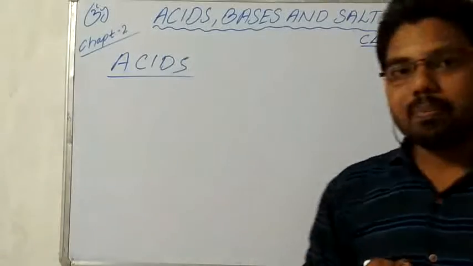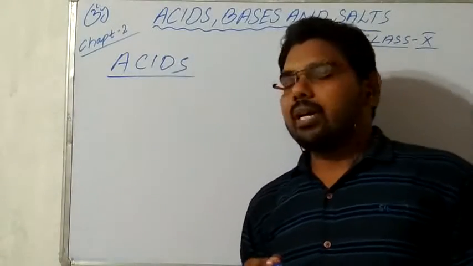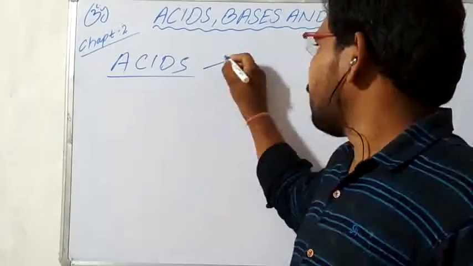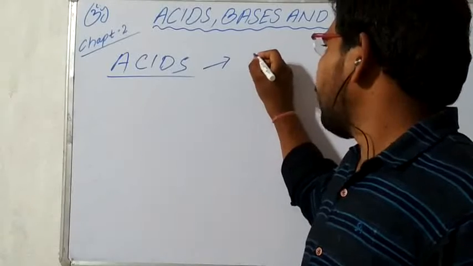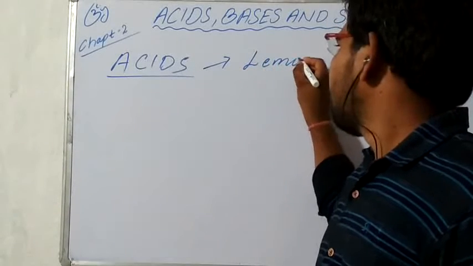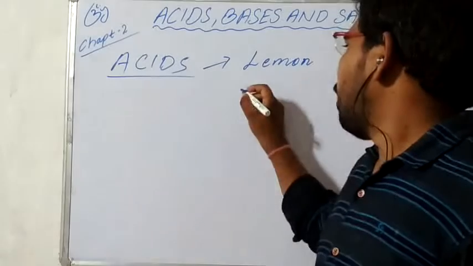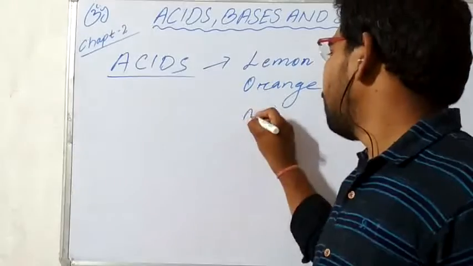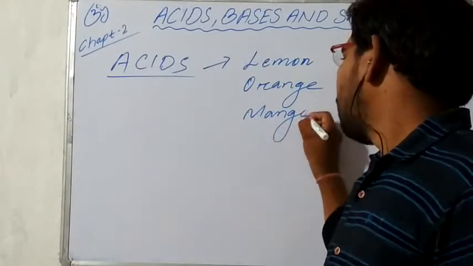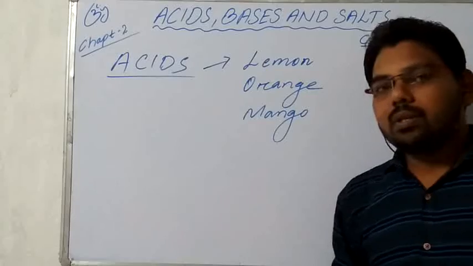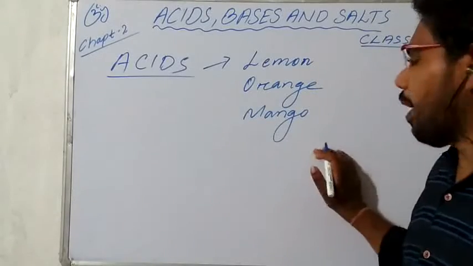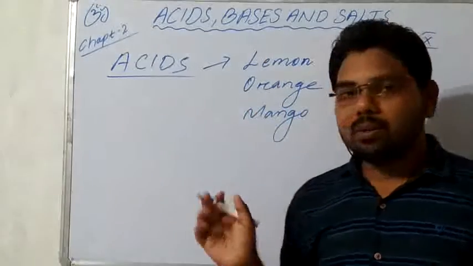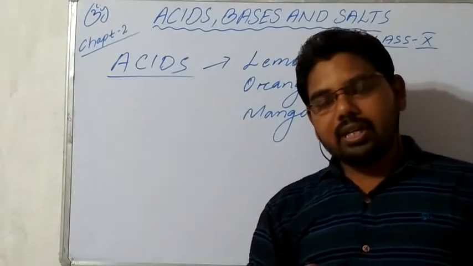What is an acid? Generally, we use some acids in our daily life. For example, some fruits like lemon, orange, mango. These are some fruits, and they have a sour taste. When we eat lemon, orange and mango, what do we feel? They are sour in taste.